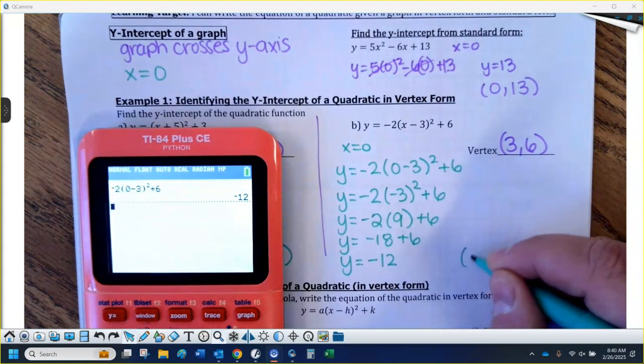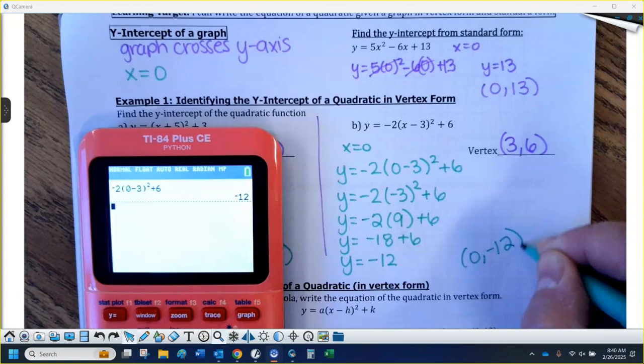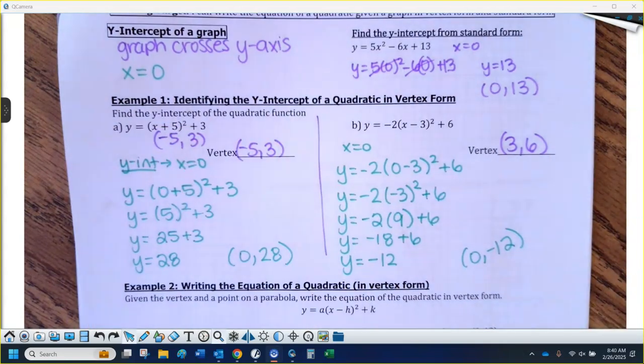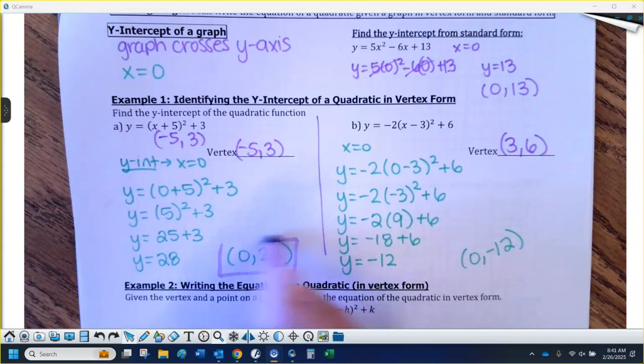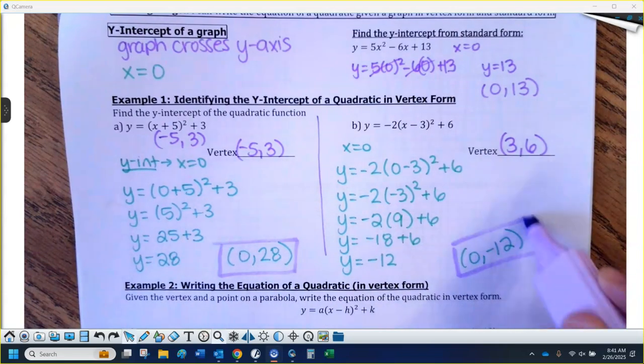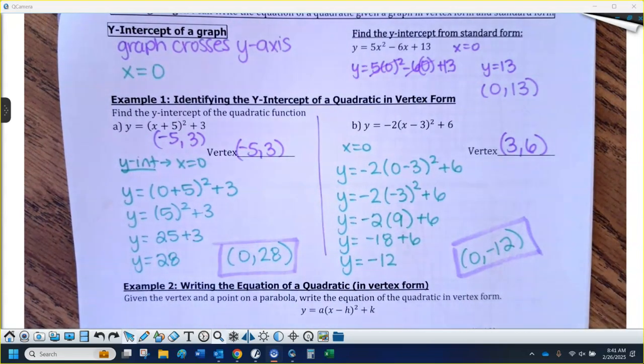Now, that would correspond to the actual point. We plugged in 0, and then negative 12. That was our y-intercept. Is anybody having a question? You could do this first one on the calculator too. You just have to remember, plug in 0 for x, and then use your calculator, do it by hand, whatever's easier for you. That'll be your y-intercept. So, both of these guys, y-intercept here, y-intercept here. Okay.